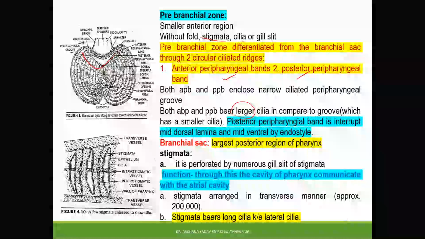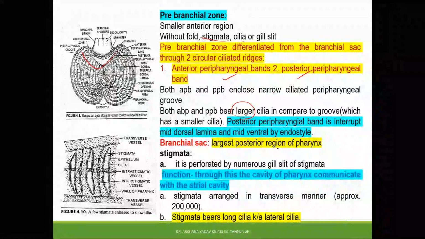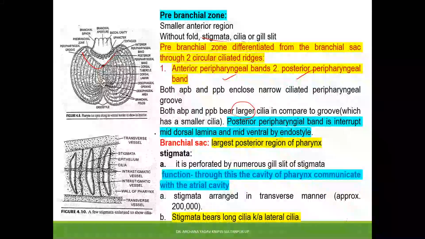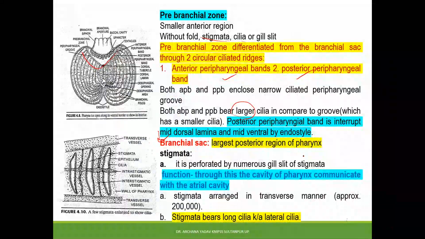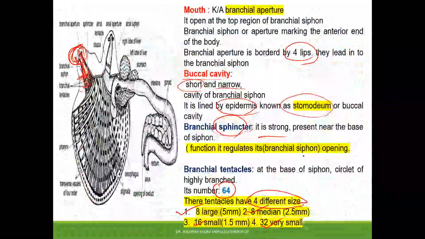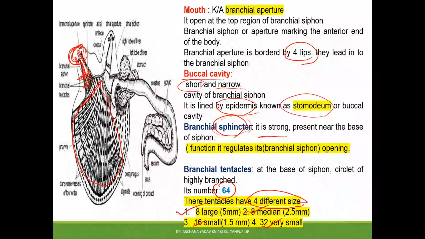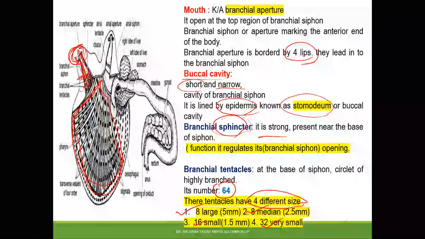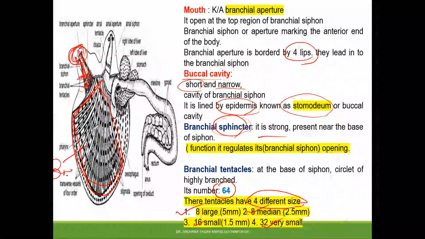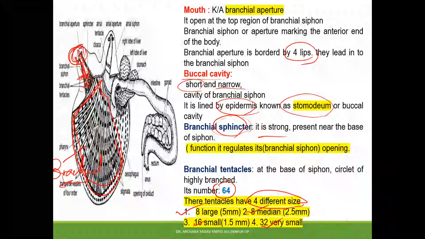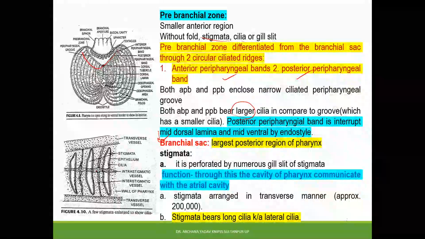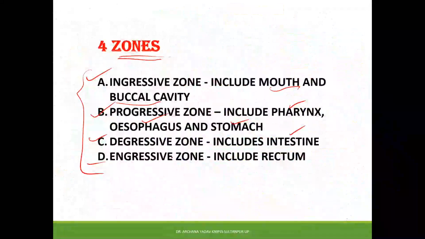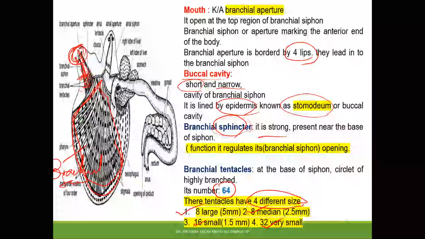Now after the prebranchial zone, next it leads towards the branchial sac. This branchial sac is the largest posterior region of the pharynx. This one is known as the branchial sac. So in the branchial sac, you have seen stigmata. Stigmata you see in black color, and they are arranged in a transverse manner.